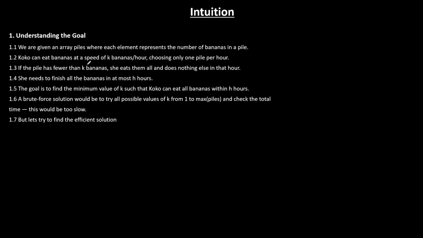To understand what the problem is asking, we should build up an intuition for the problem. Let's start by understanding the goal first. We are given an array piles where each element represents the number of bananas in each pile. Koko can eat bananas at a speed of k bananas per hour, choosing only one pile per hour, right? So if the pile has fewer than k bananas, she eats them all and does nothing else in that hour.